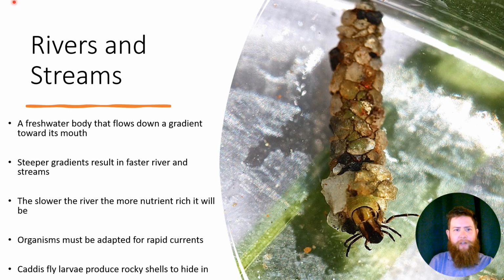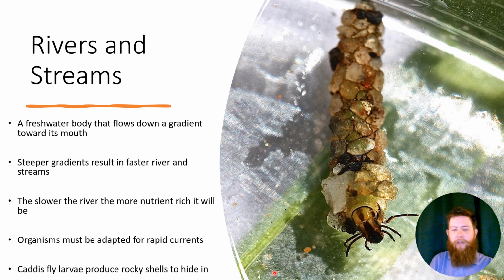Rivers and streams are any freshwater body that is flowing down a gradient, so down a slope. If you are in a faster gradient, that means you're going to have a faster river or stream. Usually there's a correlation between the slower the river or stream, the more nutrient rich it will be, as organisms have time to photosynthesize and live in there, versus a river where everything gets swept down towards the mouth really, really quickly.